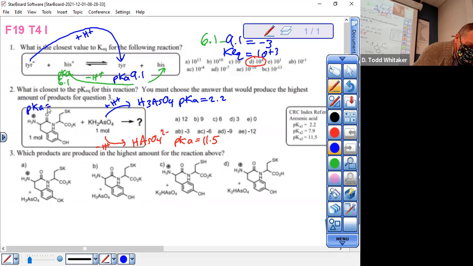Okay. And I just remembered something. Yeah. If this thing loses a proton, then the 11.5 is not relevant. I got carried away. If this thing loses a proton, then that's the acid. Oh, Dr. Whitaker. So this was irrelevant. It's not the acid if this thing loses a proton. This is the acid. And the pKa is 7.9.